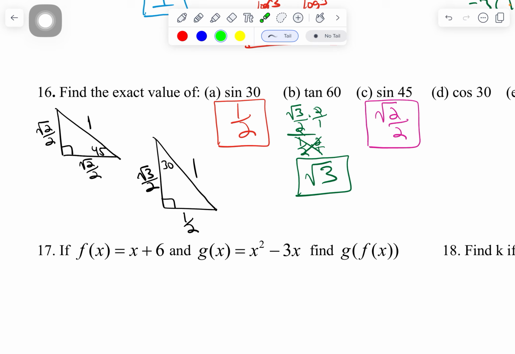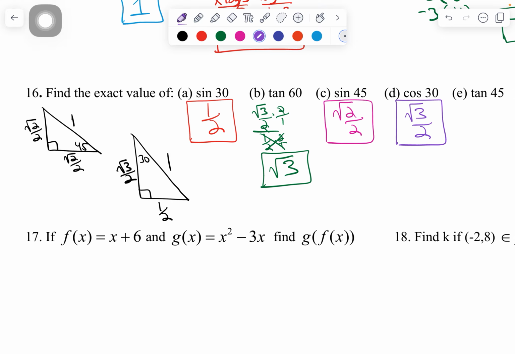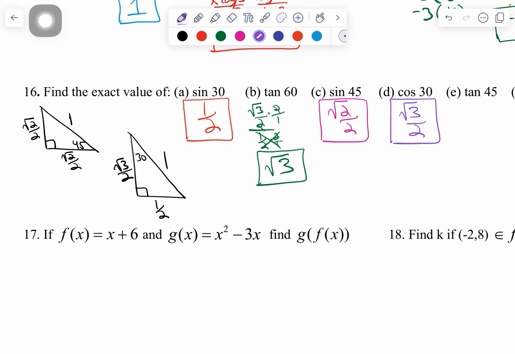Cosine of 30, so the 30-degree angle is here. Cosine is the adjacent side over the hypotenuse. So that's going to be root 3 over 2. Let's see if I can get that squished in enough. Tangent of 45. So tangent of 45 is the opposite over the adjacent.